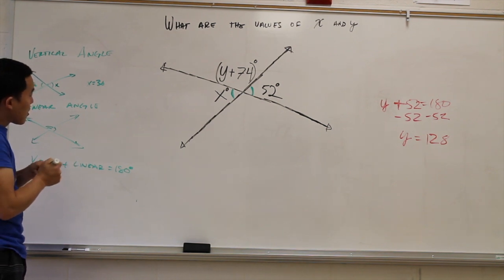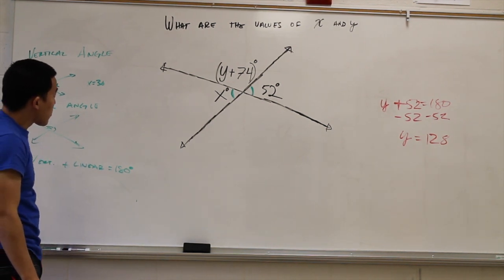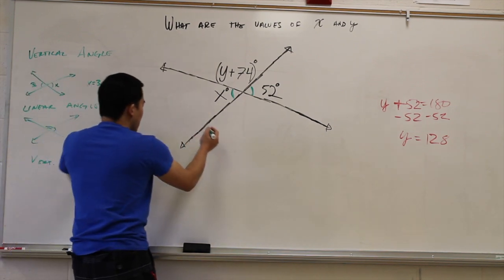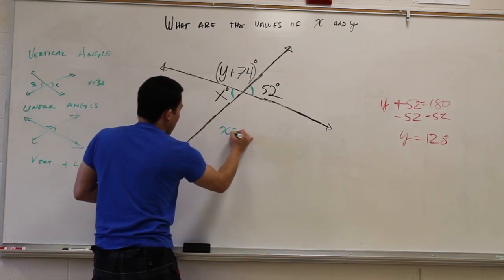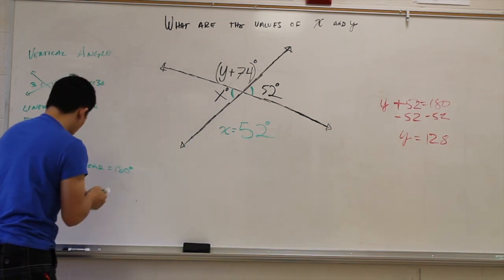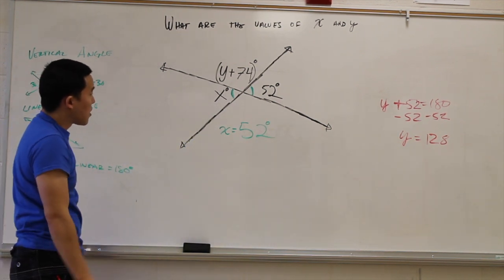All right. So what number has that green mark? 52. So what does x equal? Okay. So my x should be equal to 52. There you go. That's half the battle. All right. That's awesome. So those are vertical angles. That's what it means. The color coding's huge.